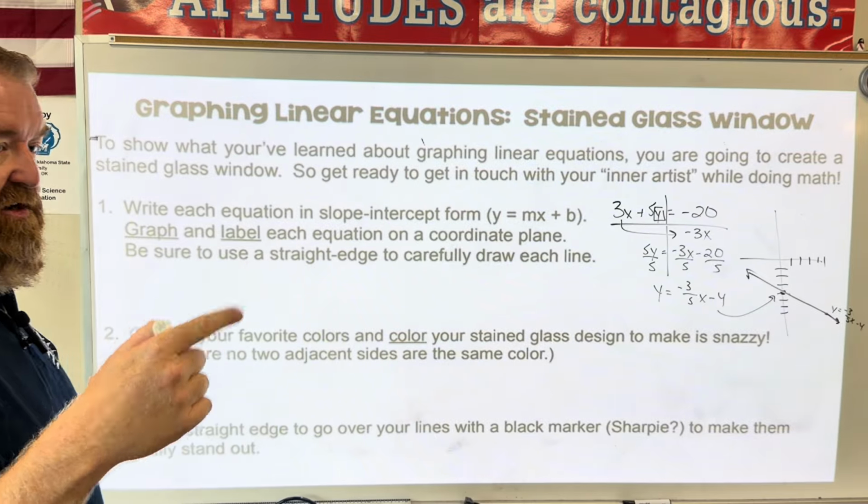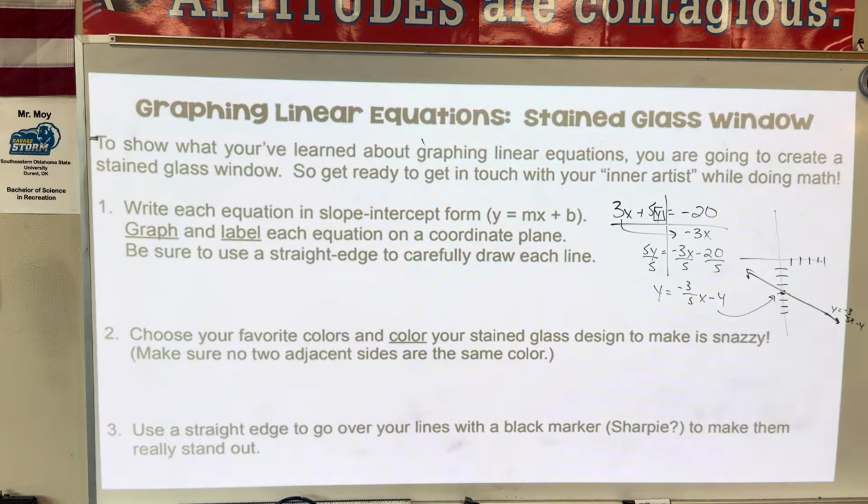So make sure that you pick colors. Yes, sir? How many colors? As many as you want. You can pick as many colors as you want. I'm going to get out the colored pencils. I have a ton of colored pencils, so I will get those out for you. Make sure no two adjacent sides are the same color.